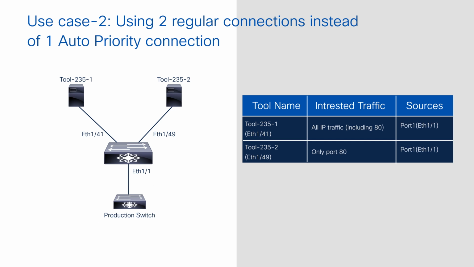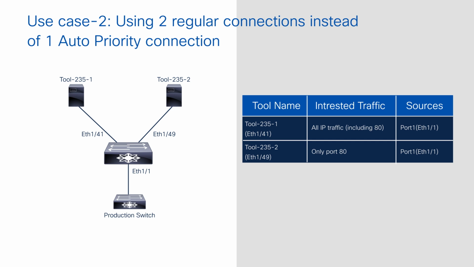I have a tool named tool-235-1, and another tool-235-2, which are connected to ports 41 and 49 respectively. The intent of these connections is as follows. Tool 1, tool-235-1, needs all the IP traffic, and the source is Ethernet 1/1. And the second tool, tool-235-2, needs only port 80, and again the source is Ethernet 1/1.